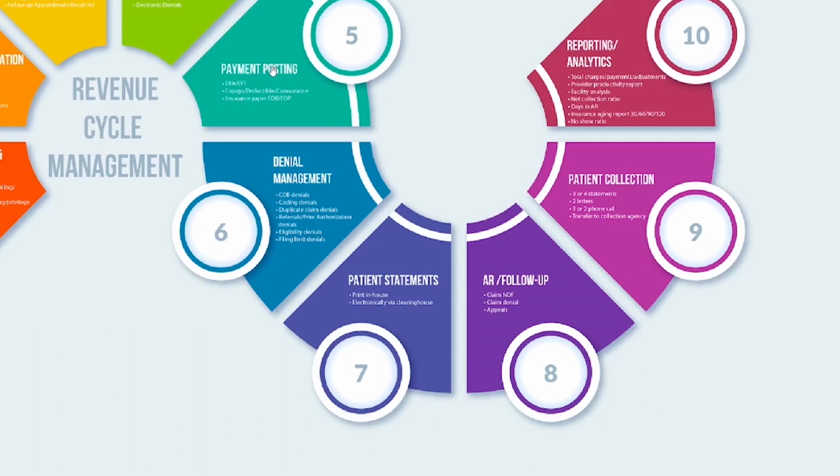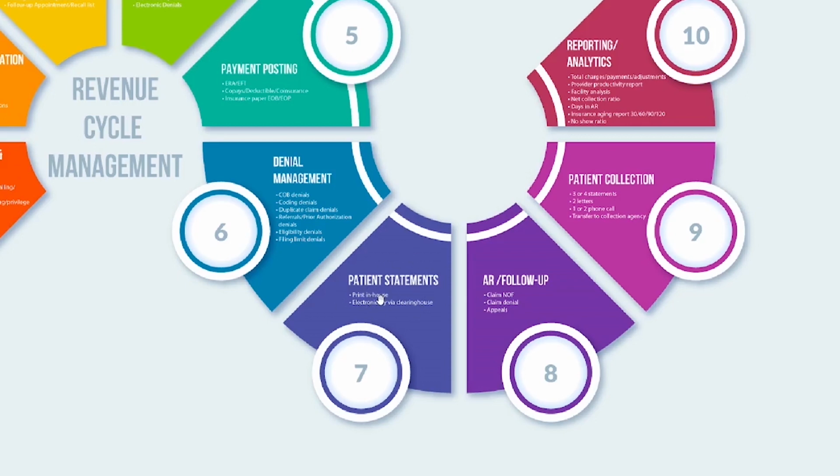After claims are submitted and payments are posted, we identify claims that have been denied that we need to bill to the patient. This is where we print statements. Statements can be printed in the office or outsourced to a vendor that will print the statement for you, and there are also electronic statements.